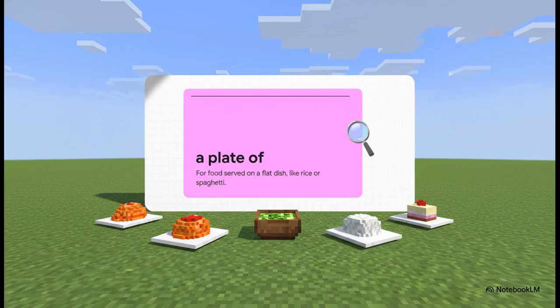So, if a bowl is for soup, what about something like spaghetti? For that, we use a totally different word, plate. A plate is flat, right? So we say a plate of spaghetti or a plate of rice. It's all about the shape of the dish.